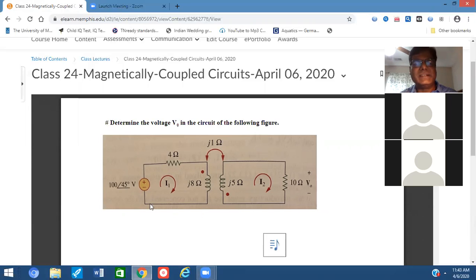So everybody see the circuit. There are two loops, the left side loop, loop one, and the right side loop, loop number two. And there is a mutual inductance j1 ohm. On the rightmost side, there is a 10 ohm resistance. So the question is, what is the voltage across that resistance? This means V naught, that you have to find out. Therefore, I have given the solution in the next slide.